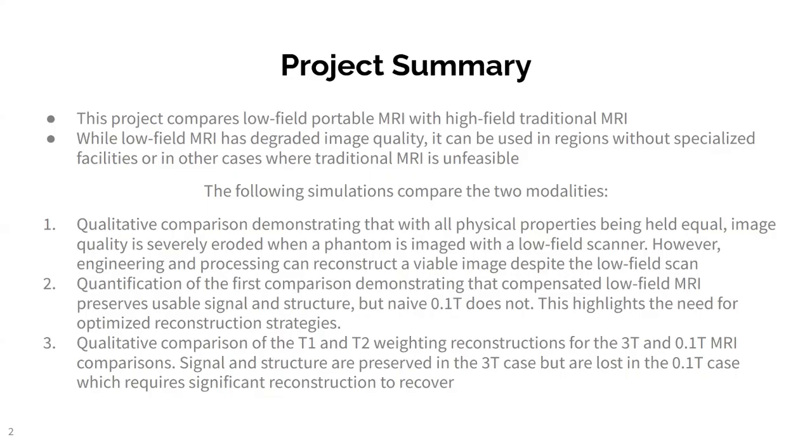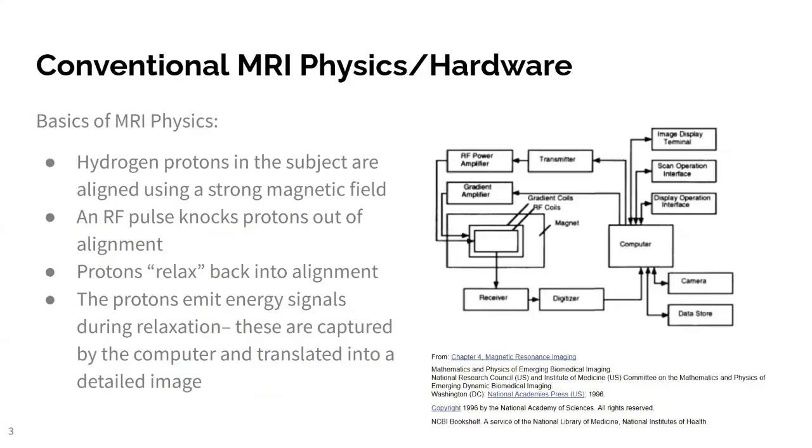And thirdly, we do a simulation of a qualitative comparison of the T1 and T2 weighting reconstructions for the 3 Tesla and the 0.1 Tesla MRI comparisons. Signal and structure are preserved in the 3T case, but are lost in the 0.1T case, which requires significant reconstruction to recover.